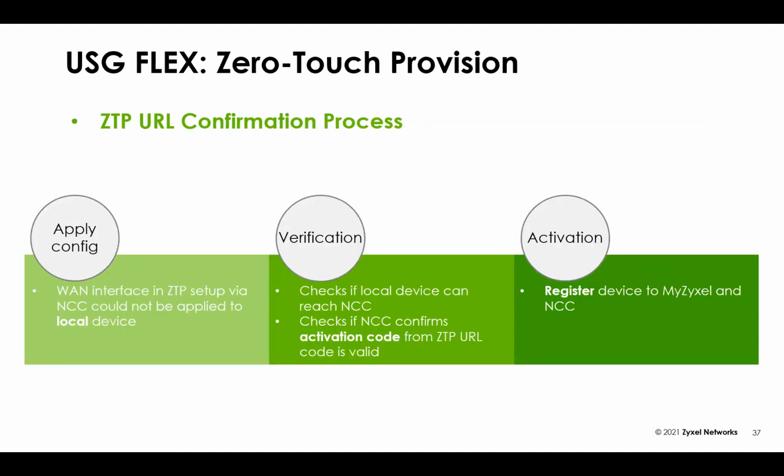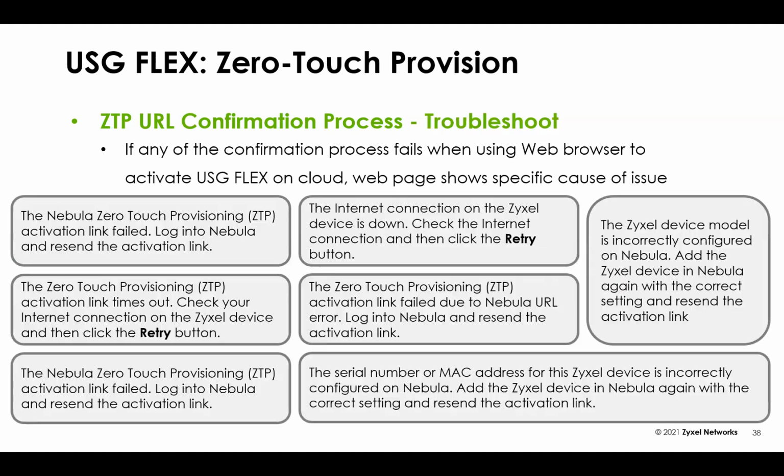Now, going through the URL confirmation process, what it does is it tries to apply the configuration. The LAN interface of the ZTP will be set up, and if the NCC configuration cannot be applied to the local device, it'll apply the config. Then it will go through the verification process. It'll check if the local device can reach the Nebula control center, and it will check to see if the activation code from the URL is valid. And then once the verification is complete, it will activate and register the device to my Zyxel and NCC.